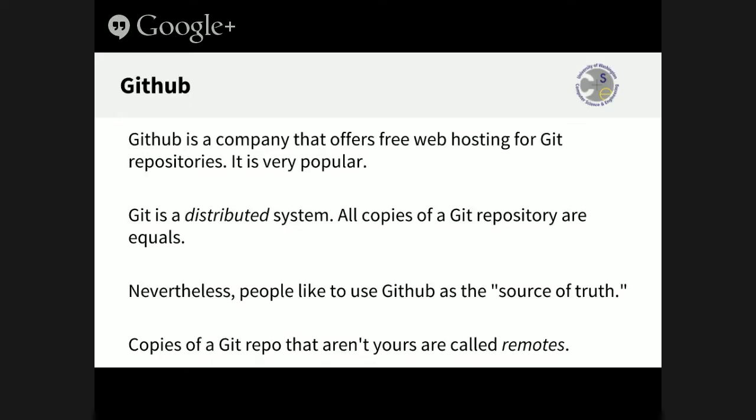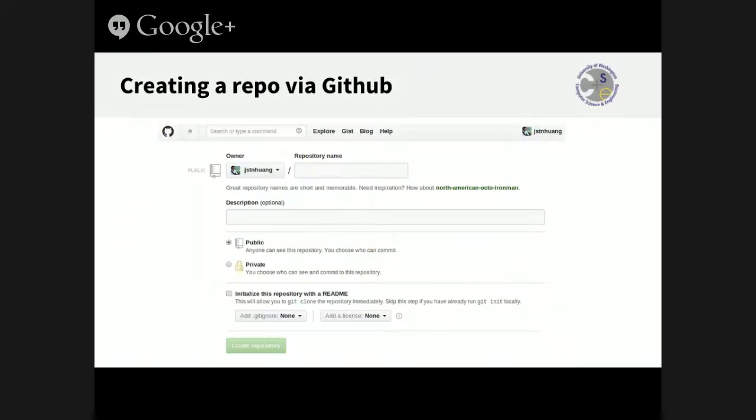You can host a copy of your Git repository on GitHub, and then just declare that one to be the king of all the repos, and then you can work on that. And then all the copies of a repository that aren't yours are called remotes. So okay, how do you create one?